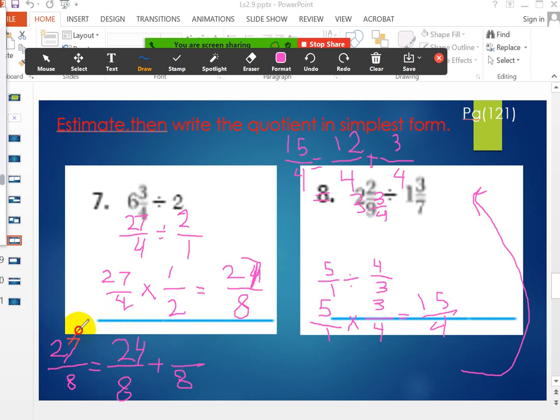What's the number left from 27 after taking 24? The number left is 3. So 24 divided by 8 equals 3, and 3 over 8. This is the final answer. Okay? Now let's do number 8.